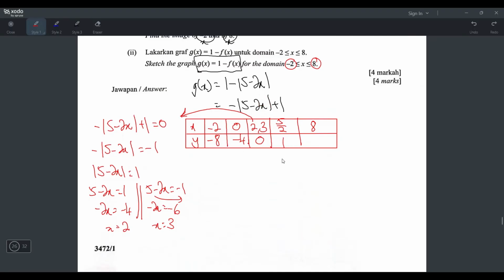Now for the last part is 8. Okay, 8. 8 times 2, 16. So 5 minus 16, you press, you get negative 11. And then modulus negative 11 is just positive 11. But there's another negative outside, so it's like negative 11 plus 1, so negative 10.